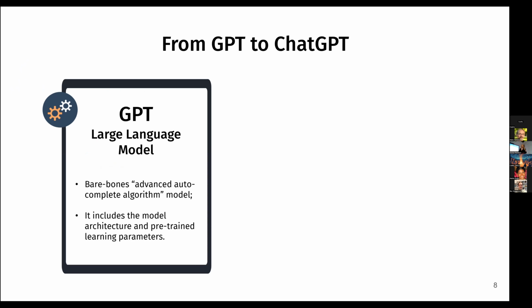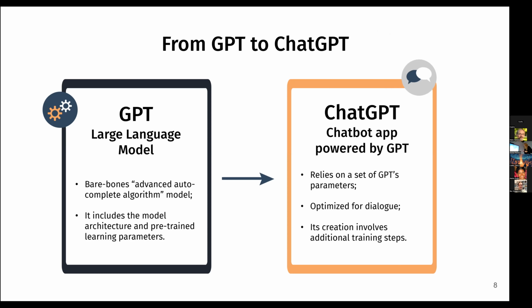Okay, so to answer your question, GPT is the large language model, or as it is sometimes called, the bare-bone advanced autocomplete algorithm model. It just includes the pre-trained architecture and the learning parameters, but it does not automatically allow for dialogue-like interaction, like answering questions or following instructions. And so here we have ChatGPT, which, thanks to an additional step, we can use. Basically, it's a chatbot application empowered by the GPT series. It relies on GPT's parameters, and it is optimized for dialogue.